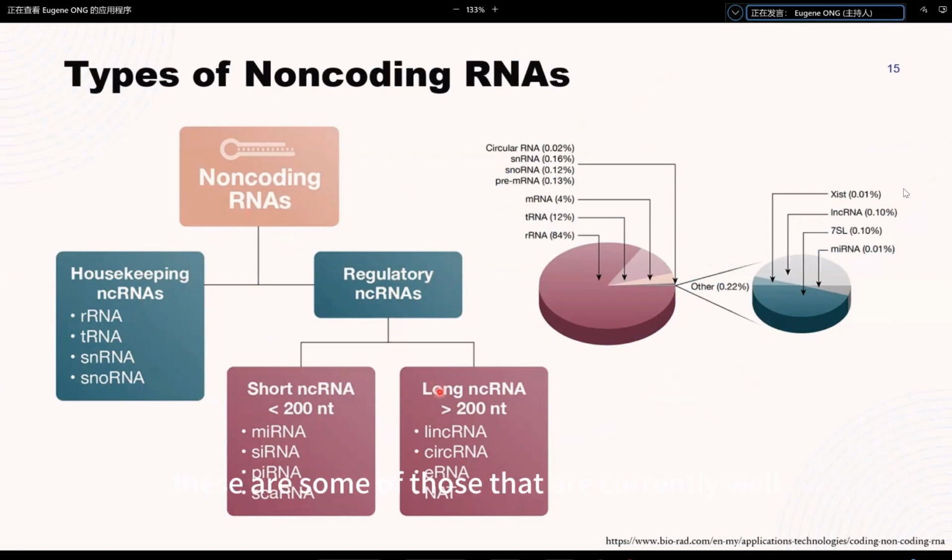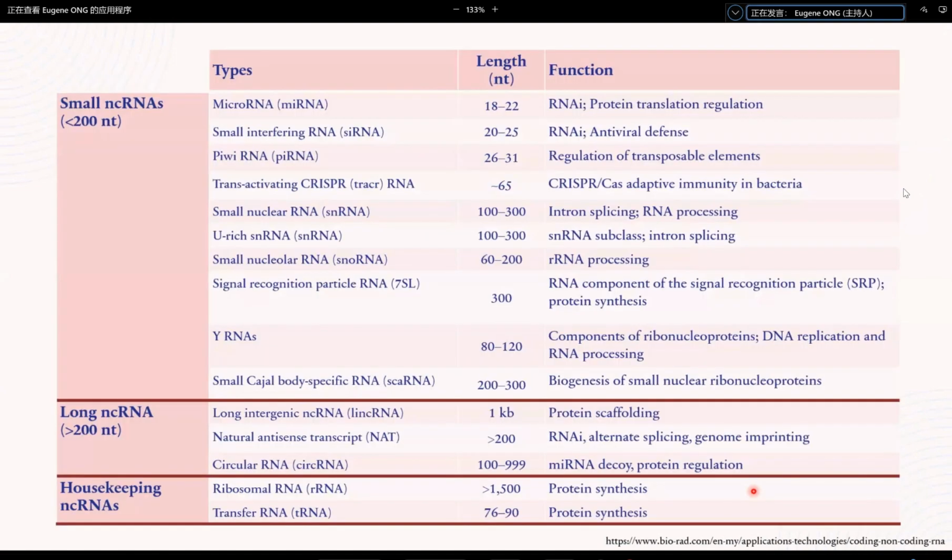However, these are some of those that are currently well established, and they can be even further broken down or separated into those which are small, short, less than 200 nucleotides in length, or long, larger than 200 nucleotides. So most of them are in this very small category. So these are microRNAs and different types of RNAs. And the biggest ones are made of ribosomal RNA, followed by tRNA, because of course they are important for making proteins, and also messenger RNA, right? And different types of RNAs, circular RNAs and so on, comprise different percentages in a human from this particular chart. So these are some of the examples.